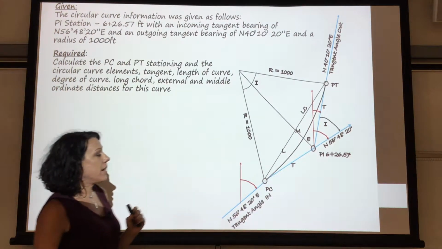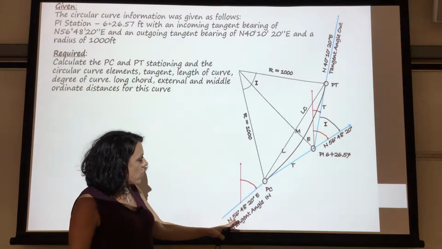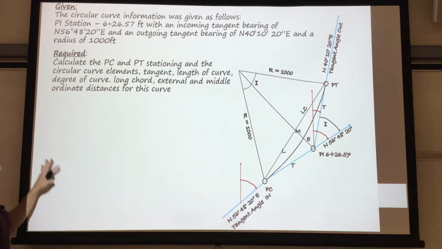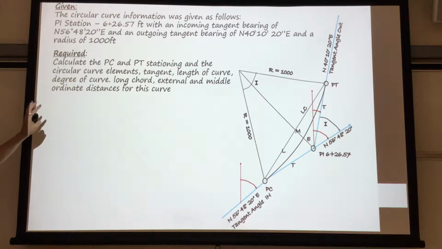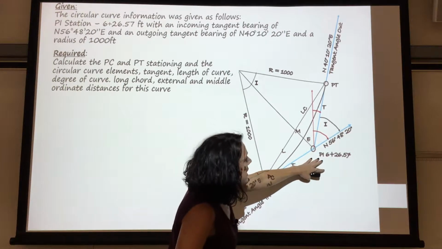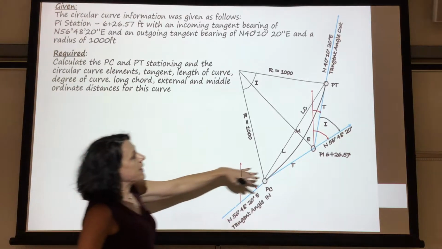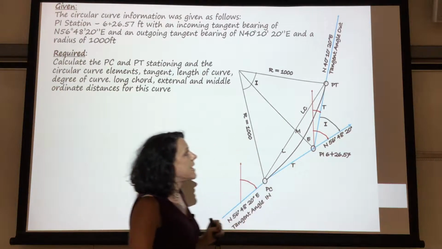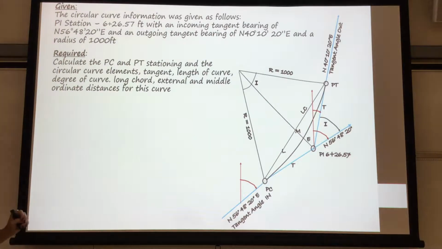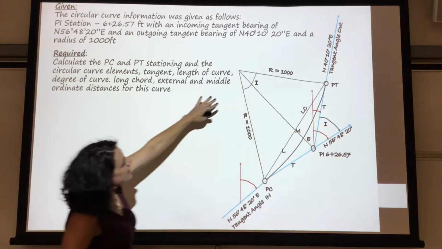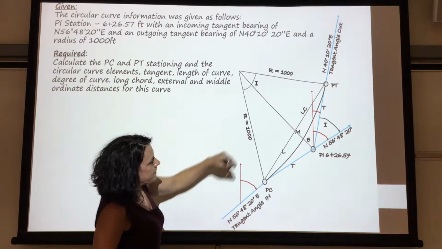given as a bearing. So the tangent going in is north 56 degrees, 48 minutes, 20 seconds east. So what you want to know is the PI station is 6 plus 26.57, and the tangent going out is a bearing of north 40 degrees, 10 minutes, and 20 seconds east. Okay, so we know that the radius here is 100 feet.